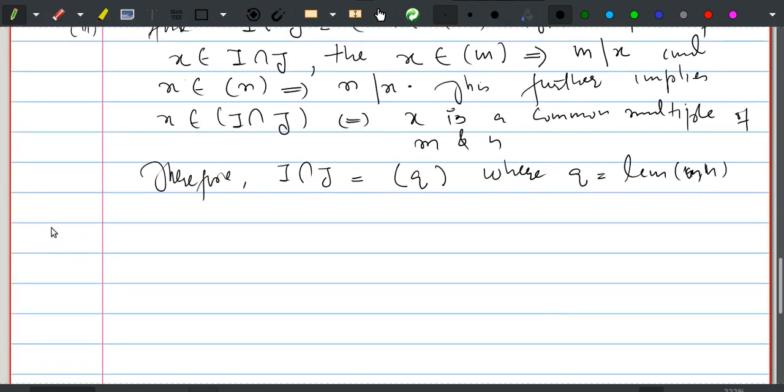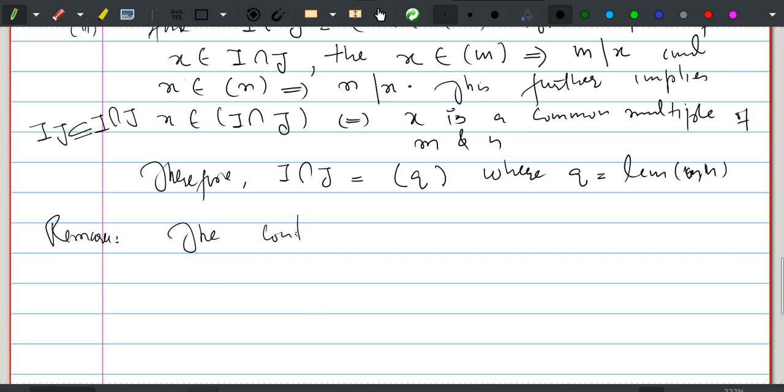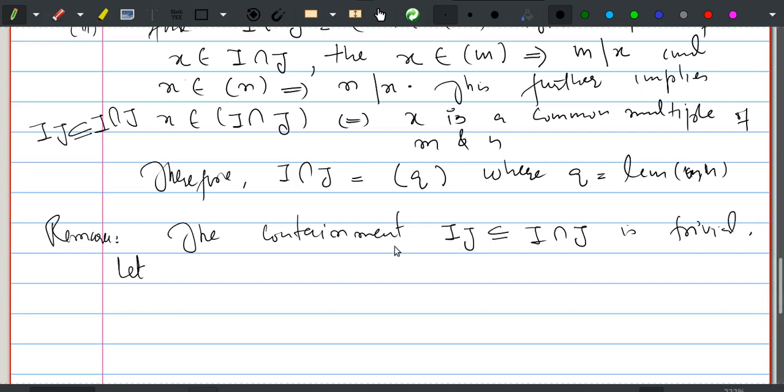Now let us make a remark here. If we look at the product IJ and the intersection of I and J, one is contained in the other. If we look at this containment, it is trivial. Let us see how. The containment IJ contained in I intersection J is trivial. So let us pick an element in IJ. So let X belong to IJ.